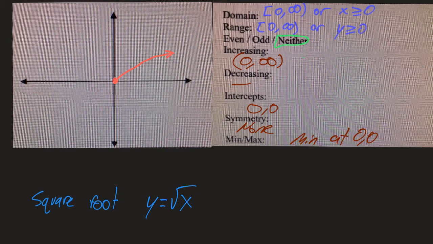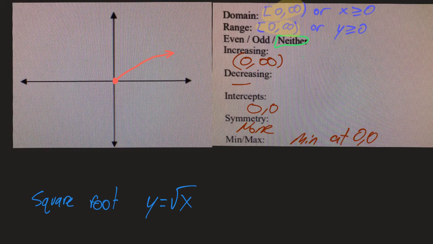Okay, some key features here. This graph is really interesting because both its domain and range only go from 0 to infinity. Okay, it does not have any negative values either as a domain or range, which is completely different than anything we've seen so far. Okay, my graph, since it's cut off, can't really have any symmetry. It starts from 0 and goes forward, so there's no symmetry, and it always increases from 0 to infinity.